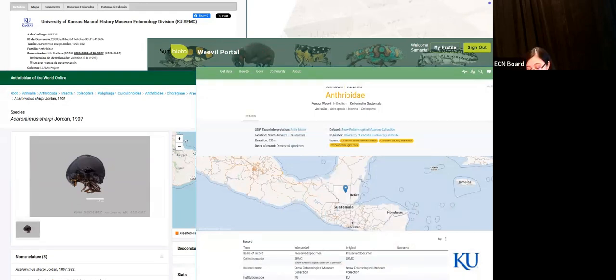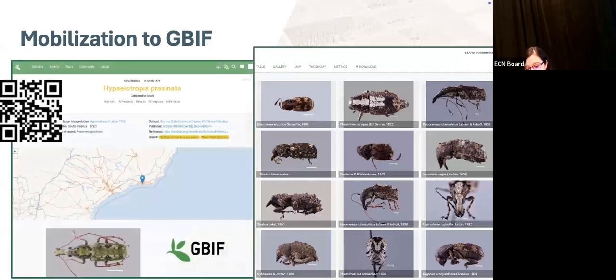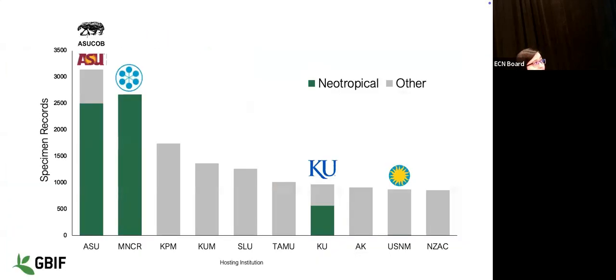So whenever I return the loan very soon, I hope that the record will be updated in GBIF. But I just wanted to share with you that it can take a long time, from the specimen being collected to being curated, to being identified, to being published, to going back to the digital platforms with all the updates. So we have to be patient sometimes. So all the records are available in GBIF. And just to show you, with all this work in the O'Brien collection, ASU now has the highest number of anthribids in GBIF.